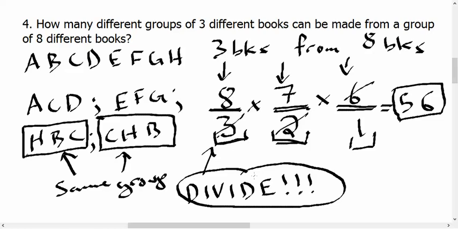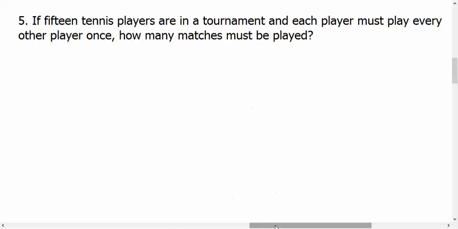So let's take a look at the next one. Question number 5. If 15 tennis players are in a tournament and each player must play every other player once, how many matches must be played? So once again, I invite you to pause the video and try it out on your own first.